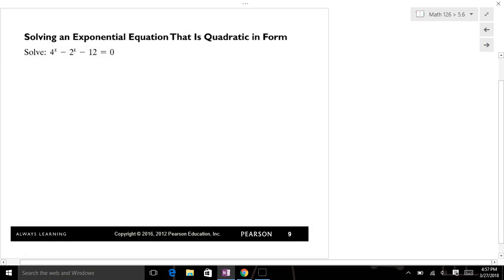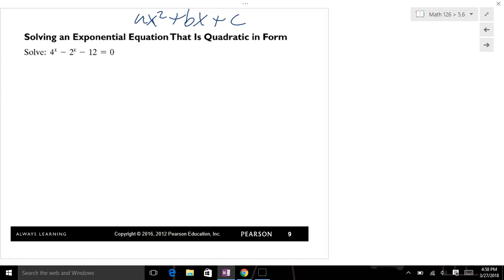Alright, what if you've got an exponential equation but it's quadratic in form? What do you mean by quadratic in form? So you've got something squared minus, so it's of the form ax squared plus bx plus c. Quadratic in form, so it'll factor for you, ideally.